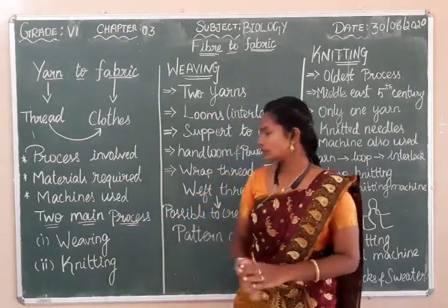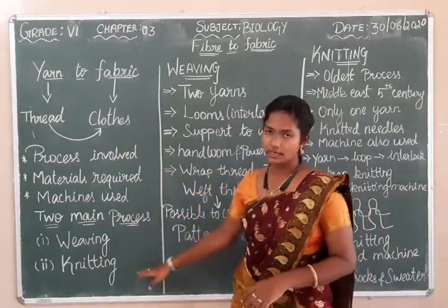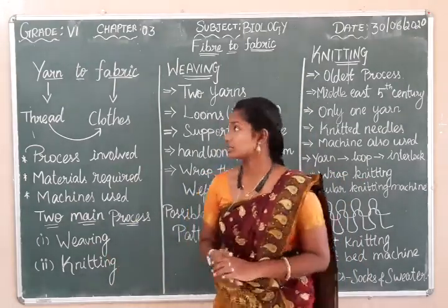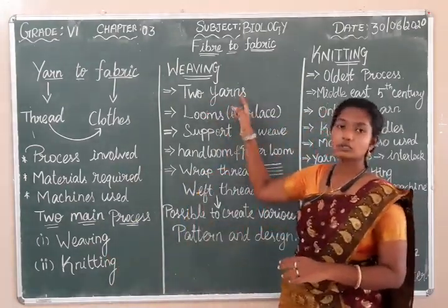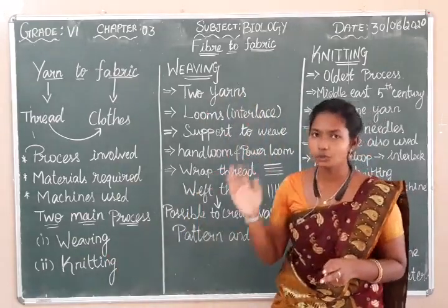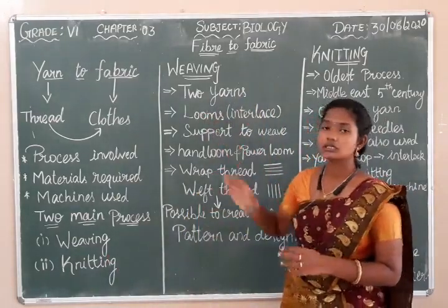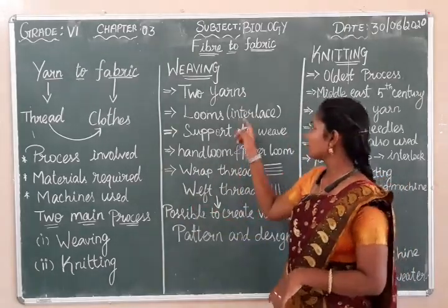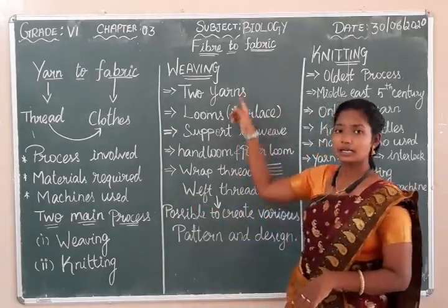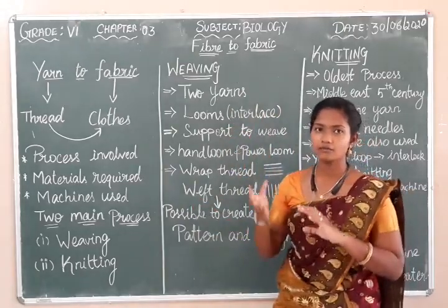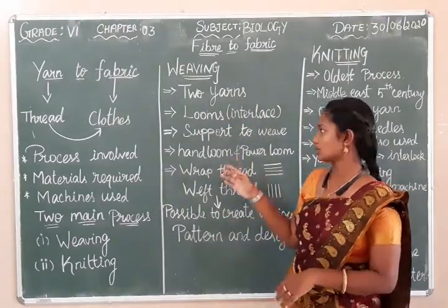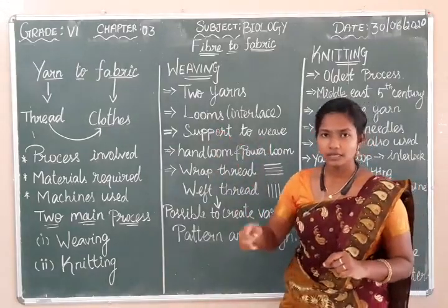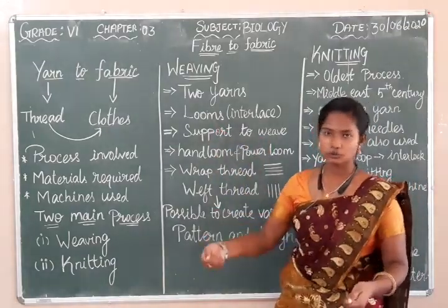Here we are using two main processes, that is the weaving and knitting processes. First of all, we are going to discuss the weaving process. In weaving, we use two yarns, that is two threads, and the machine used for weaving is the loom. To make a fabric, we use the interlace process. The loom gives support to the yarn while weaving.